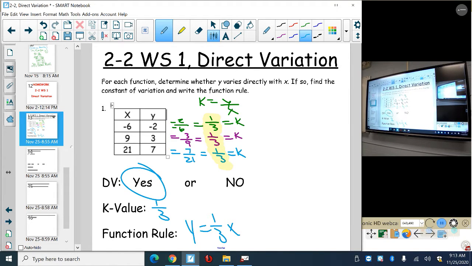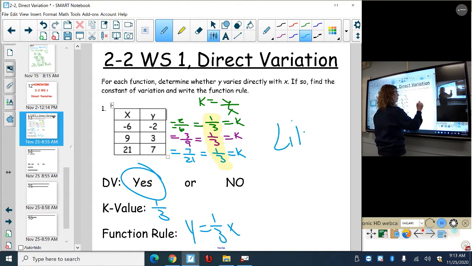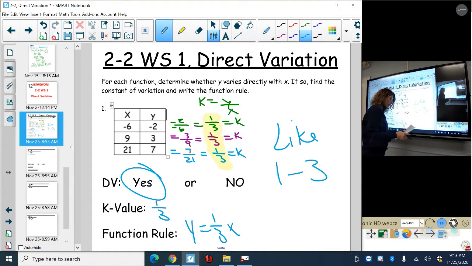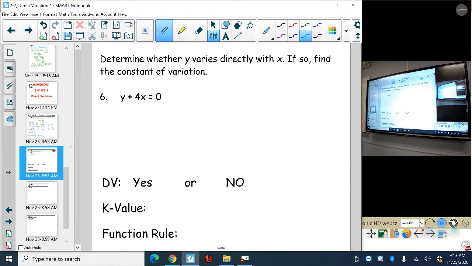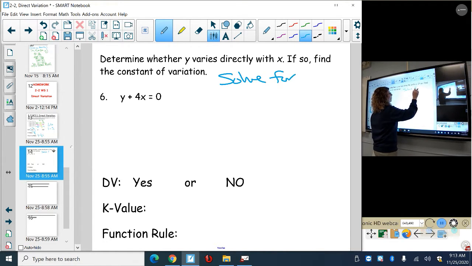That is how you guys are going to do problems 1 through 3. So this is like 1 through 3. Okay? Next set of instructions for 4 through 9. It says determine whether y varies directly with x. If so, find the constant of variation. What this means is solve for y. Your b value must be 0.